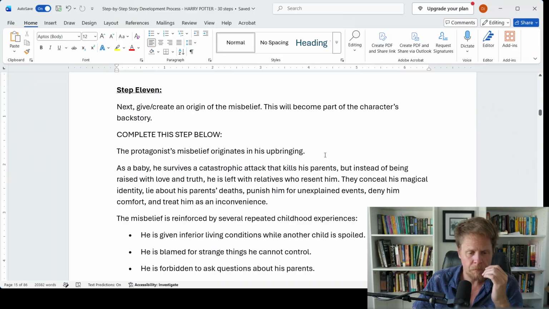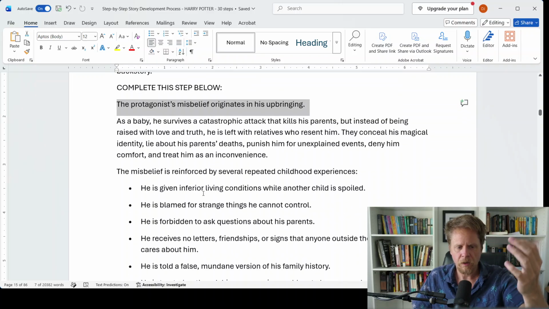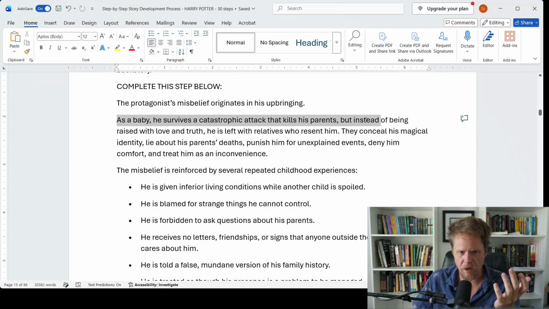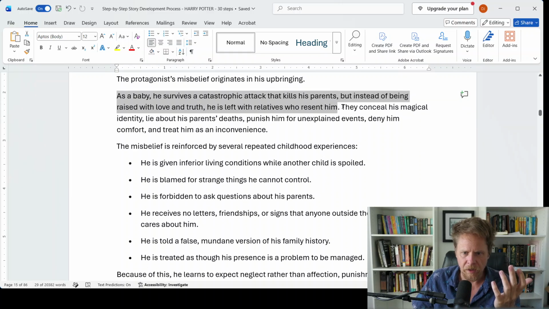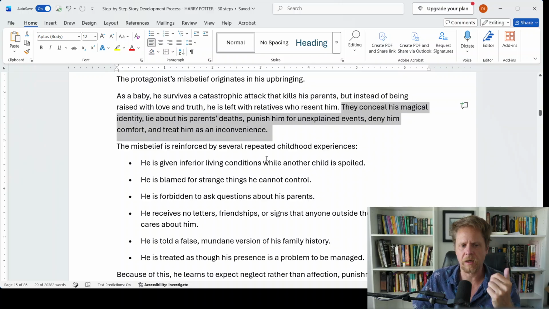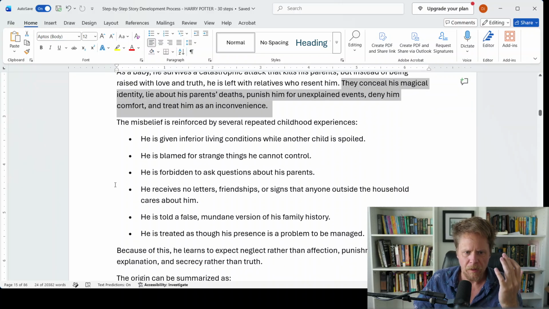So let's talk about Harry Potter as our example. In that story, the protagonist's misbelief originates from his upbringing. As a baby, he survives a catastrophic attack that kills his parents, but instead of being raised with love and truth, he's left with his relatives, the Dursleys, who resent him. They conceal his magical identity and abilities, lie to him about his parents' death, punish him for unexplained events, deny him comfort and treat him as an inconvenience. So we're getting into the heart of the psychology behind why, in our example, Harry Potter has this misbelief.